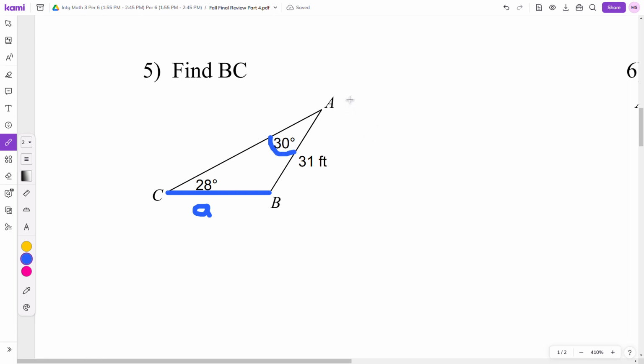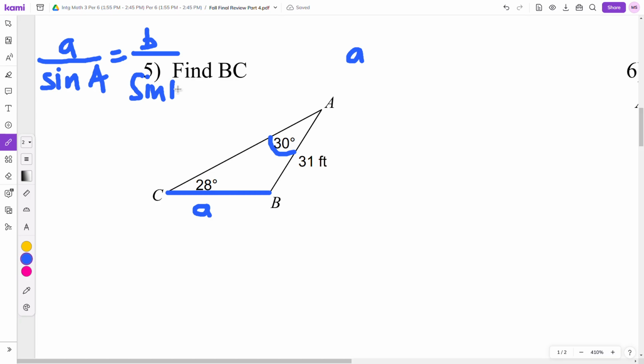And another little piece of advice I'll give is whatever's unknown that you're solving goes in the numerator. Because remember, you can also flip the law of sines. So you could write it like this. I hope you understand what I'm talking about. So you can flip it around. That's exactly what I'm going to do. So I'm going to put A over the sine of 30.